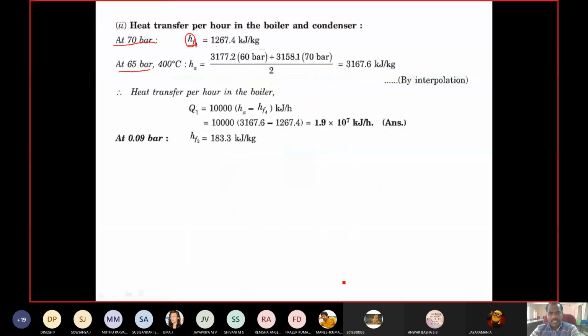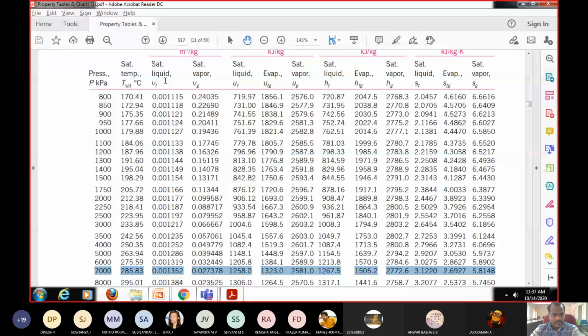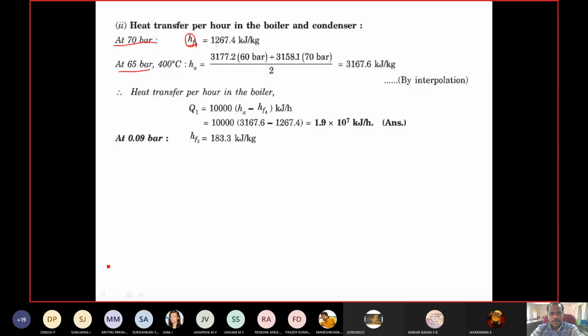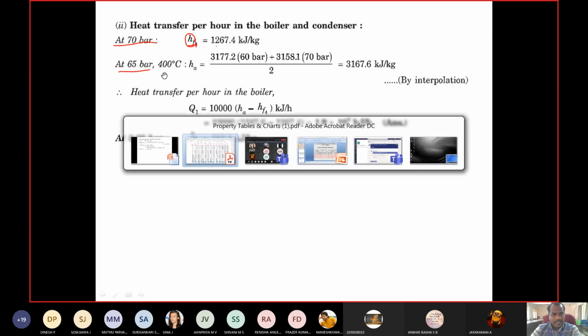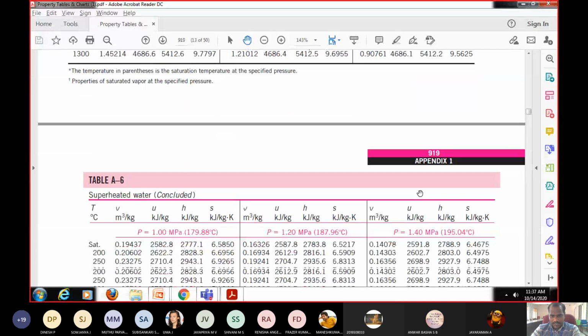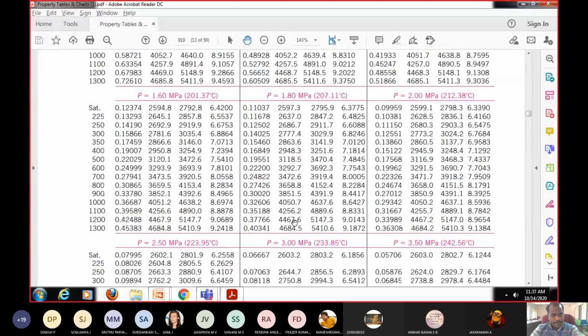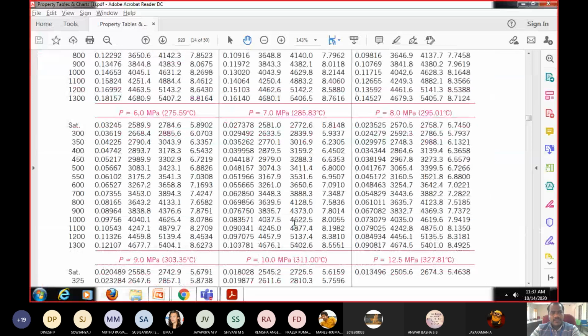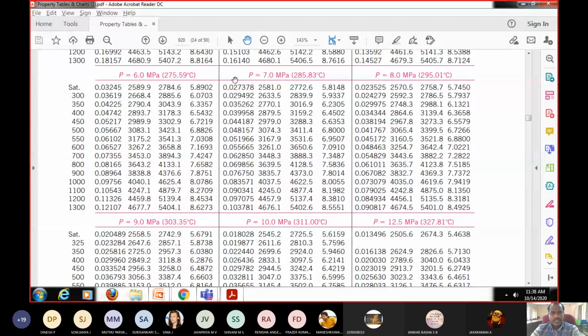At 65 bar and 400 degrees Celsius we have to find the H value. For that we can't use this table, because we don't have 65 bar, which is 6500 kilopascal. But during the boiler process there is a superheated vapor, so we have to use the superheated vapor table. We need the properties at 6.5 MPa. Here we have 6 MPa and 7 MPa, but we don't have 6.5 MPa. But don't worry, we can take the average of these two.